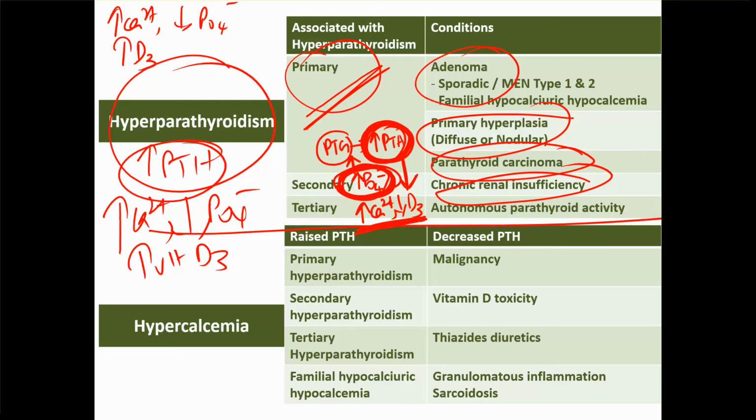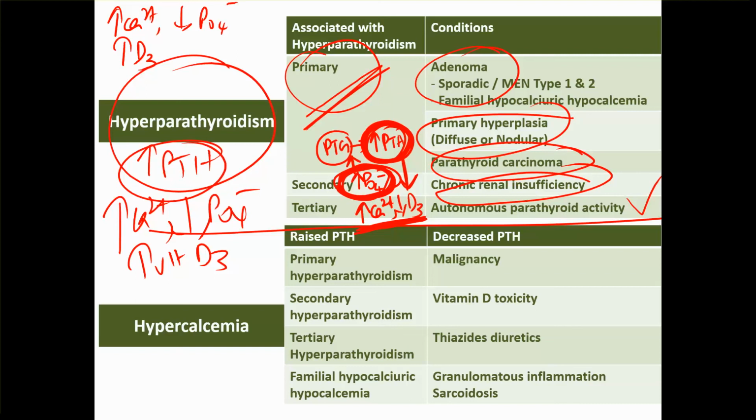So this is secondary hyperparathyroidism due to chronic renal insufficiency. So tertiary is autonomous parathyroid activity, which is seen very rarely. There will be no morphological disease, but only the parathyroid activity is more.